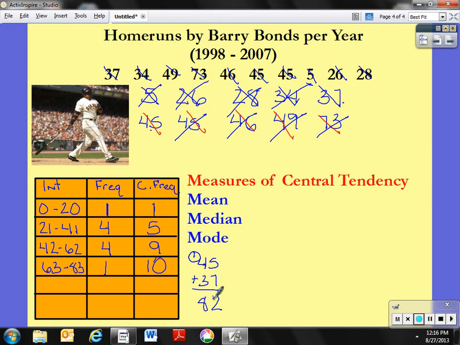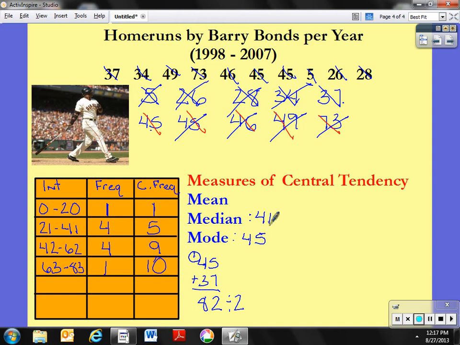Now, my median is not 82. That doesn't make sense. That's not a measure of central tendency. 82 is not in the middle of this data. I take this 82 and divide it by 2. So half of 82 is 41. So the median for this set of data is 41. The mode, the number that appears most often. Ironic, it's 45.